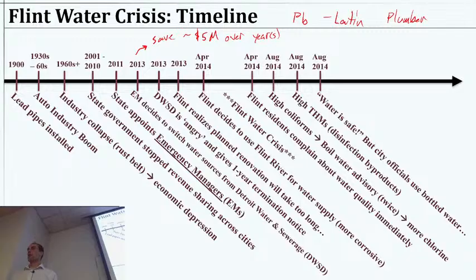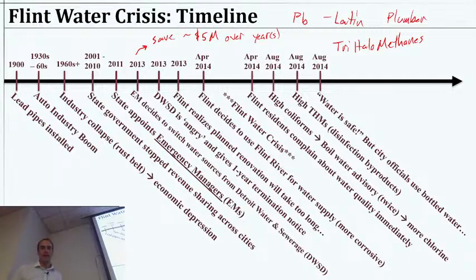THM is trihalomethanes. It's just one of many halogenated disinfection byproducts. So if you have some organic matter that has some methane groups on them, and you add chlorines to them or bromides or whatever, any halogen, you get these trihalomethanes. You could have trihaloacetic acids, halogenated acetic acids. Bad stuff.